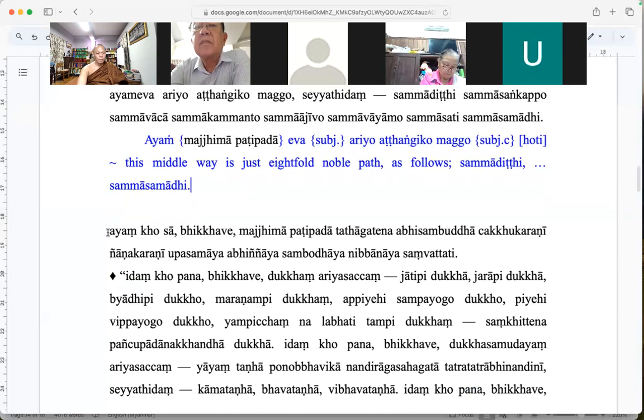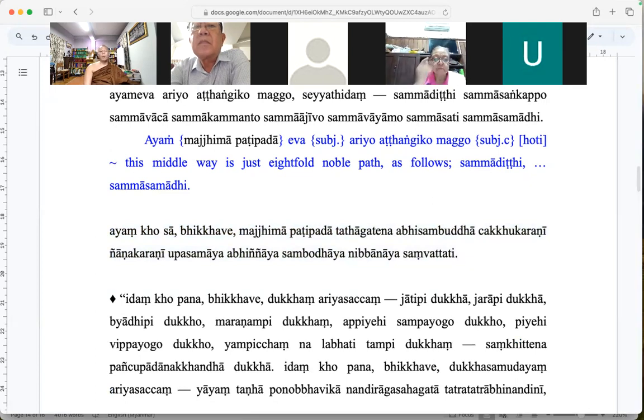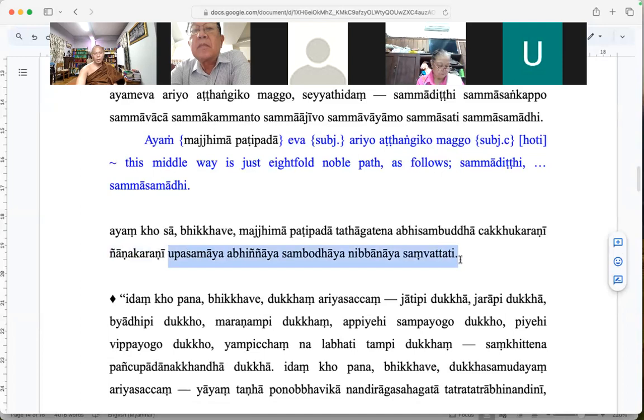Next: ayaṃ kho bhikkhave majjhimā paṭipadā tathāgatena abhisambuddhā, cakkhukaraṇī, ñāṇakaraṇī. This was already expressed in the previous slide and is not difficult to understand. But why? That is the conclusion. The Buddha's answer: if we know the path, the middle way, that major Noble Eightfold Path is enlightened by the Buddha, gives rise to vision and knowledge, and leads to peace, direct knowledge, enlightenment, and Nibbana. That is why this Eightfold Noble Path is the middle way. That is not new information, just a conclusion.